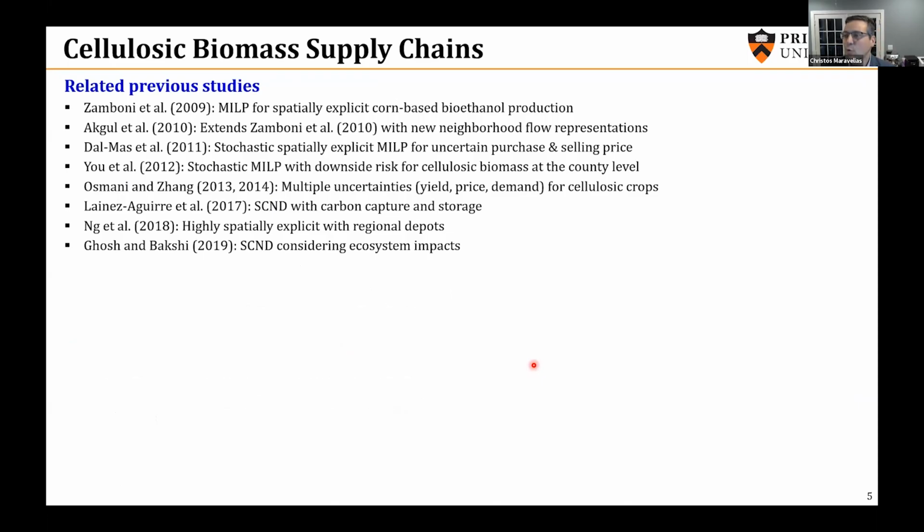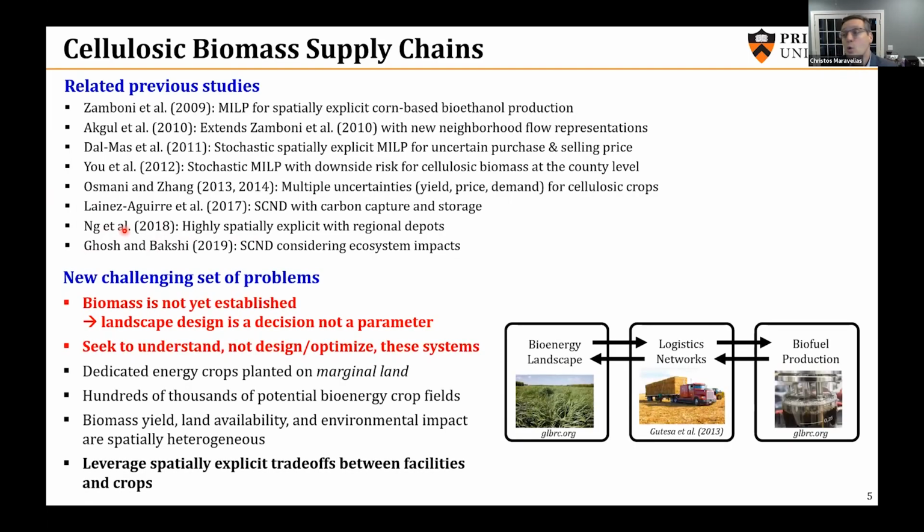I won't have time to go through all of them, but what I would like to argue is that in all of these works, it has been assumed that the decisions regarding the lands that we will use, the type of crop, and the management of the crops are given. It's a parameter. And this paper is actually from our group, so we have also relied on this assumption, which is not necessarily the case.